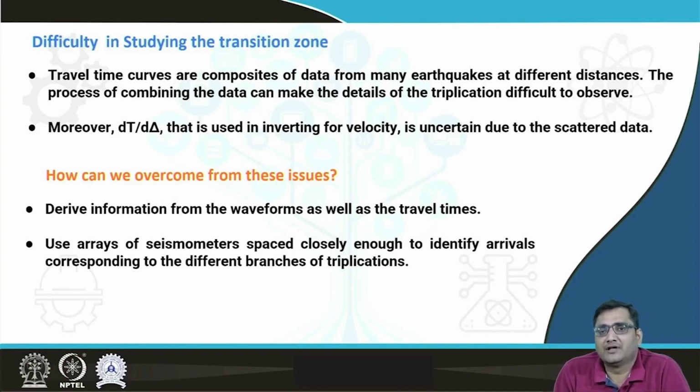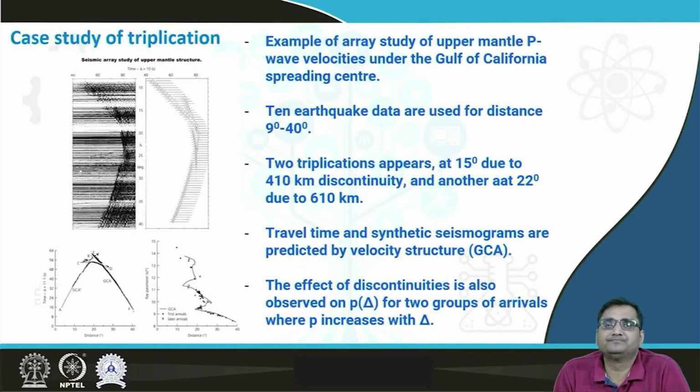First, you can use the waveform data together with the travel time curve in order to derive information on the structure of the earth. And also you can use arrays of seismometers that are spaced closely enough and hence provide higher resolution, in order to identify arrivals corresponding to the different branches of the triplication.